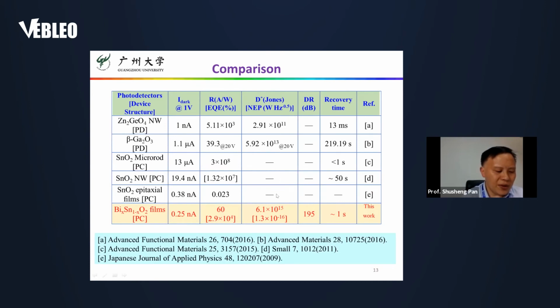And we compared the BTO photodetectors with other materials. The BTO films have low dark current density, high responsivity, and very high detectivity. Furthermore, the wide dynamic range of 195 dB indicates the BTO can not only detect weak light, but also probe intense light.